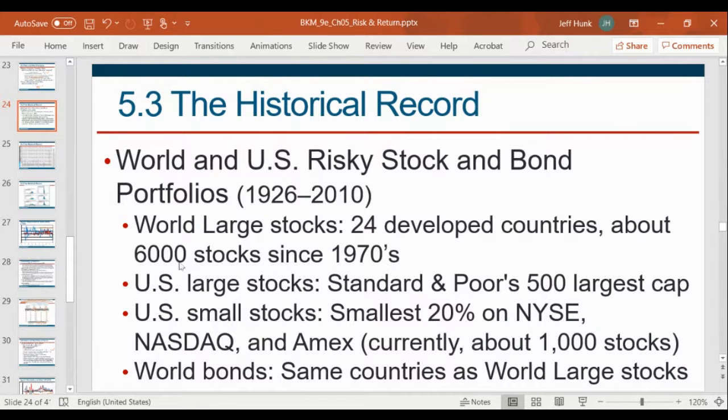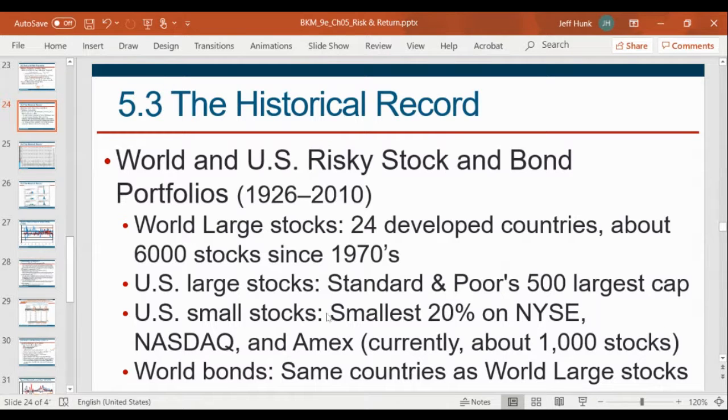Portfolio returns, basically. So they picked the world's largest stocks, from 24 developed countries. That's about 6,000 stocks since the 1970s. Prior to the 1970s, the number of developed countries was smaller, like 18 countries, and the pool of stocks was smaller as well.